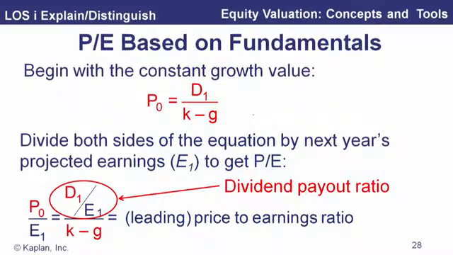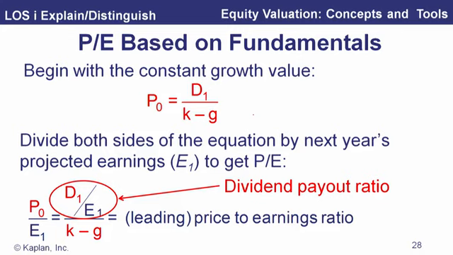So where can we get a PE? Well, we can get a PE just by going into the marketplace. But we can also develop a PE based on fundamentals, and we're going to use this constant growth valuation formula, the Gordon growth model. And so what we're saying here is, what would the PE be if this stock were priced at its constant growth value? So we start with that constant growth value, and then we're just going to divide each side of that equation by E1, expected earnings.